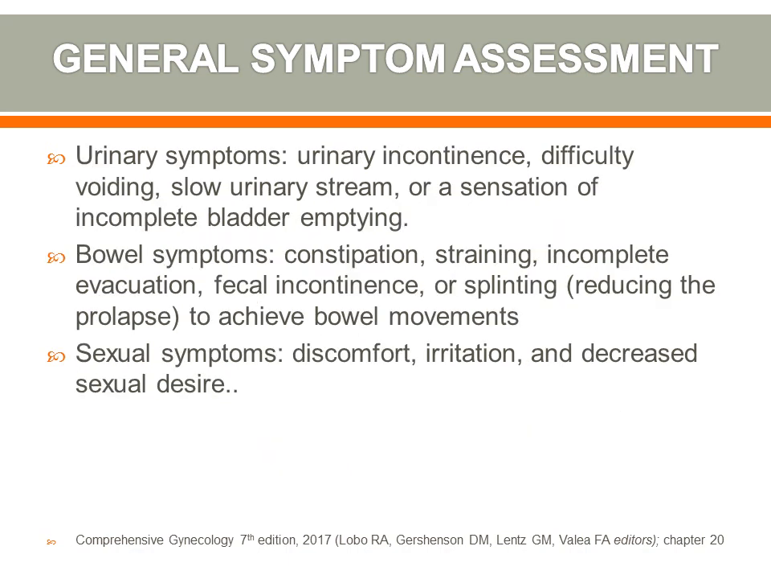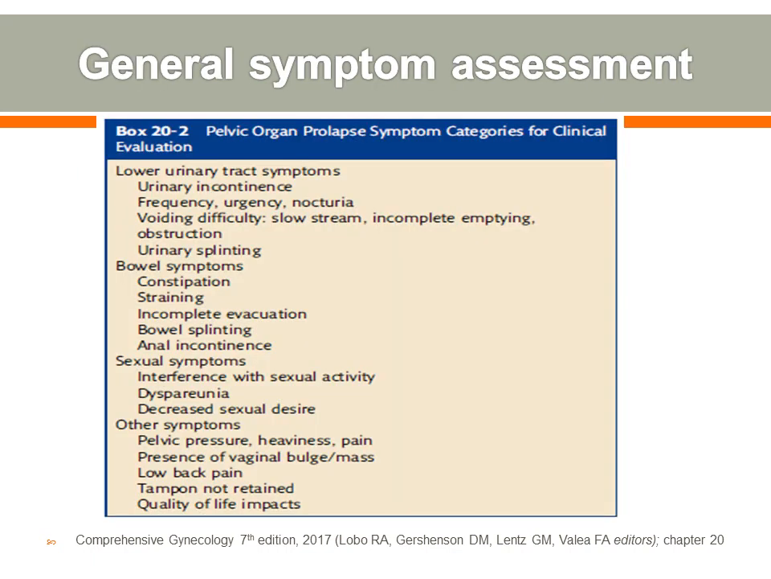The urinary symptoms include urinary incontinence, difficulty voiding, slow urinary stream, or a sensation of incomplete bladder emptying. Bowel symptoms also include constipation, straining, incomplete evacuation, fecal incontinence, or splinting to achieve bowel movements. Sexual symptoms include discomfort, irritation, and decreased sexual desire. And this is a summary of all the symptoms that we have discussed.